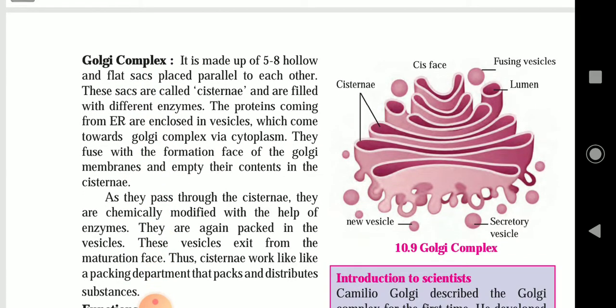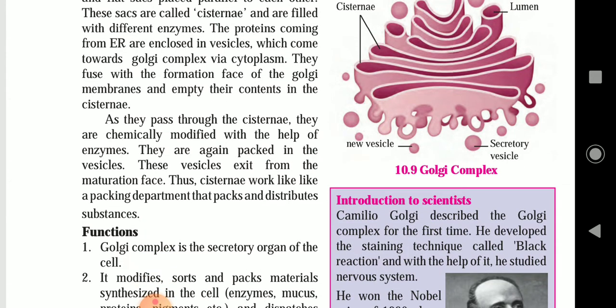Next is the Golgi complex. According to your examination point of view, this is also a very important cell organelle. So what does this Golgi complex consist of? They have cisternae, they have vesicles. How these vesicles are formed, what these vesicles function for, all those things. They are the packaging department of the cell. They pack, and these packets are released wherever they are required.